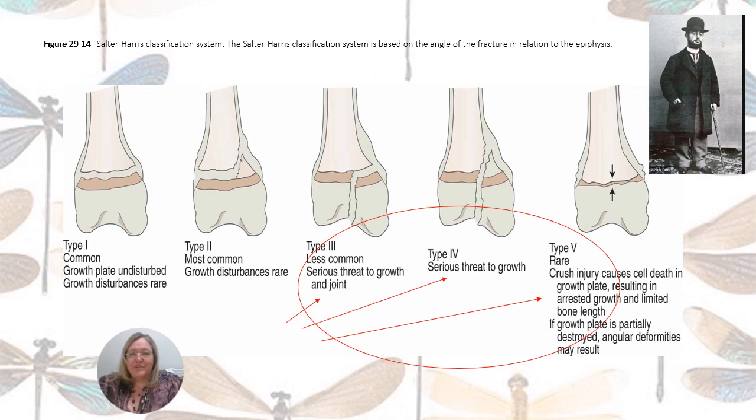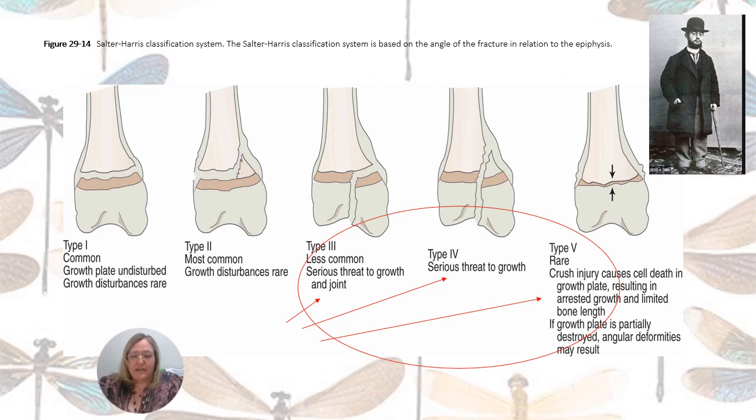So when you take care of an adult with a fracture or a broken bone, you never ever have to worry about if it's going to affect their growth. But with kids, we do. So there are 4 different types of breaks that we worry about with kids.